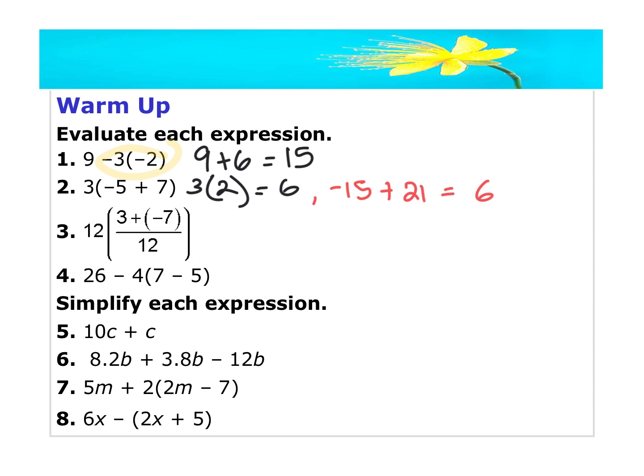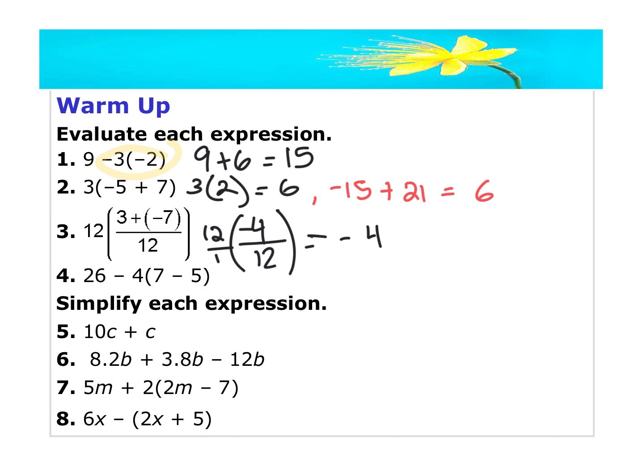So for this third one, I'm going to again do the parentheses first, following PEMDAS. 3 plus negative 7, it's negative 4 over 12. Afterwards, I'm going to multiply 12 over 1 times negative 4 over 12. I'm going to simplify it real quick, and it's going to be just negative 4.